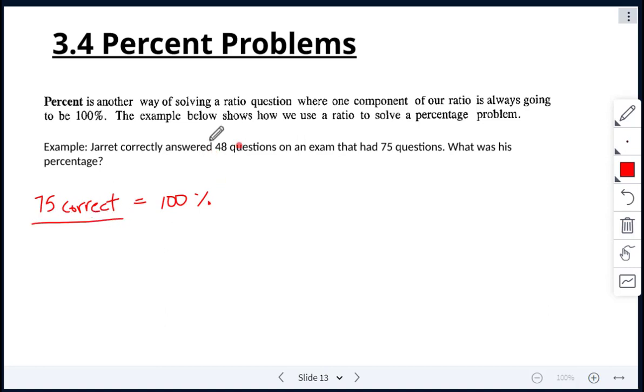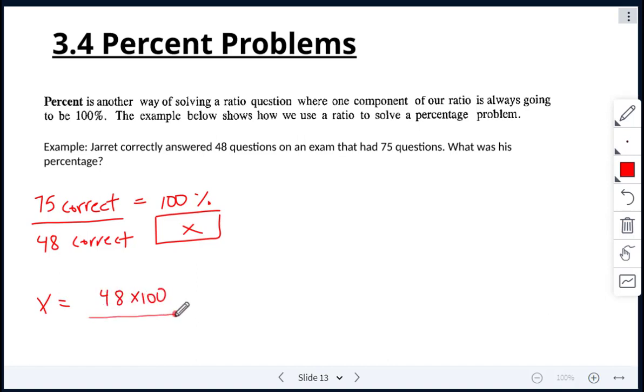Okay, and then he got 48 correct. And we have to figure out what is that percent. All right, so we can just go 48 times 100 divide by 75 to figure that out. So just using cross multiplication, we're just doing 48 times 100 and then dividing it by 75. All right, and because the 100% is already there, our answer is already going to be in percent, so it's 64%.